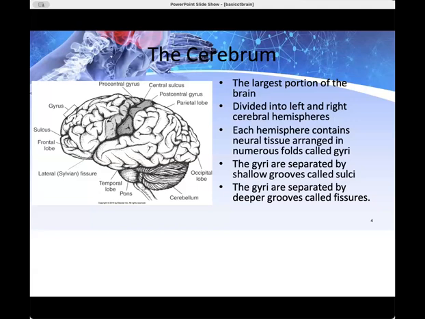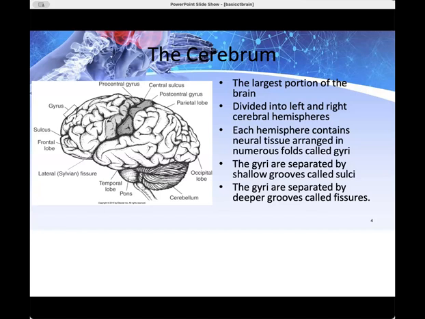Other gyri important for imaging include the cingulate, parahippocampal, and superior temporal gyrus. We will cover this in the limbic system and temporal lobe.